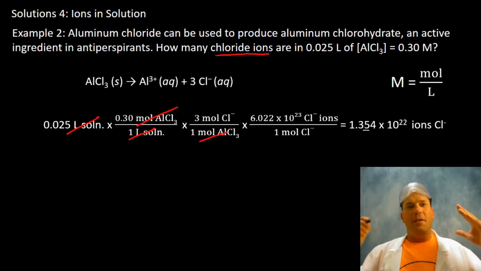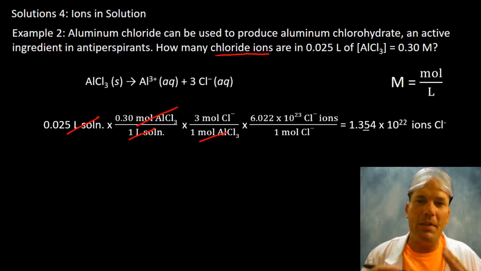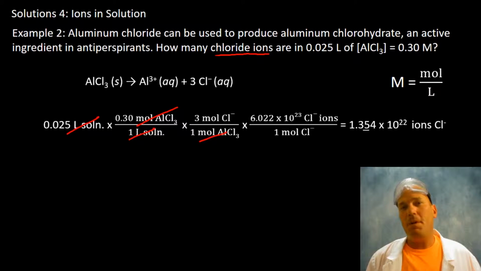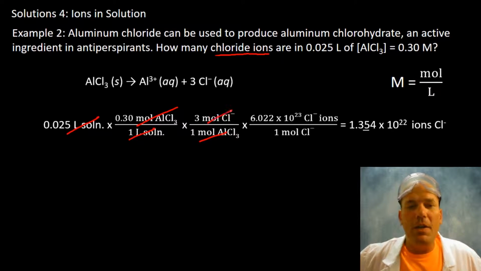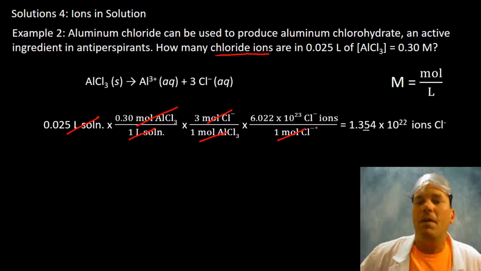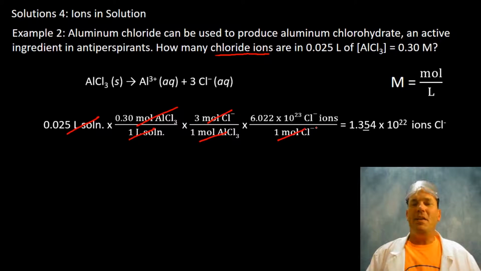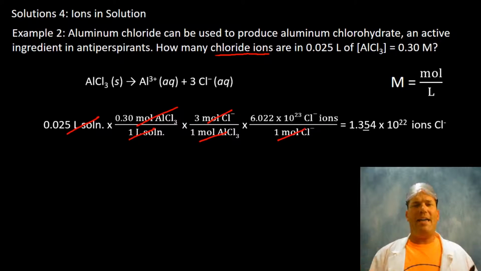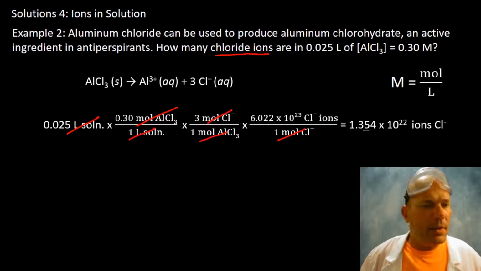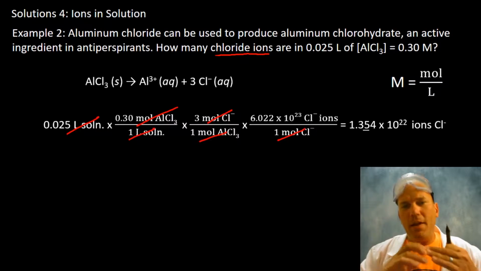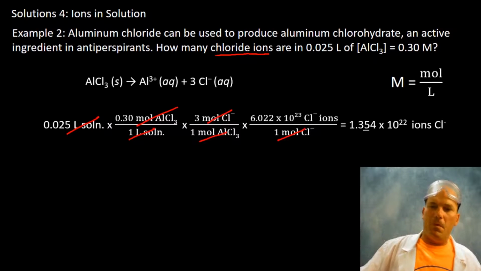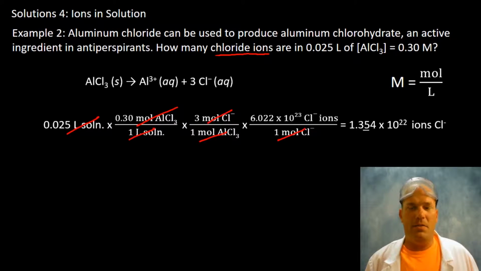And so now we're looking at the mole ratio. This is stoichiometry. In 1 mole of the parent compound, there are 3 moles of the chloride anion. And here we go. In 1 mole of the chloride anions, there are 6.022 times 10 to the 23rd chloride ions. So if you multiply everything on top and divide that quantity by everything on bottom, you're going to get 1.354 times 10 to the 22 ions, okay?